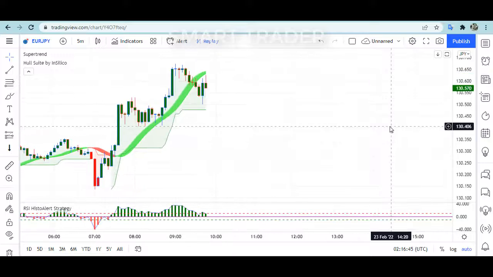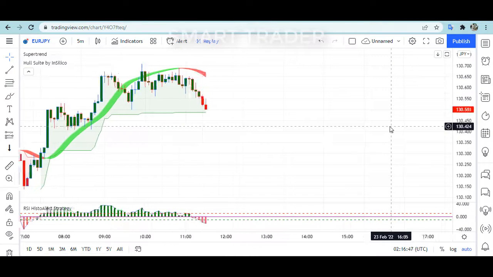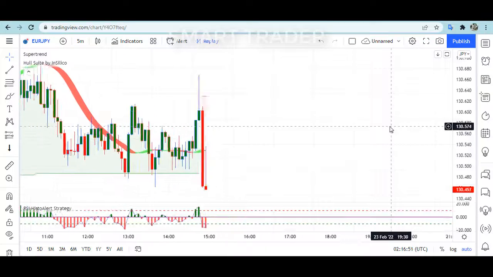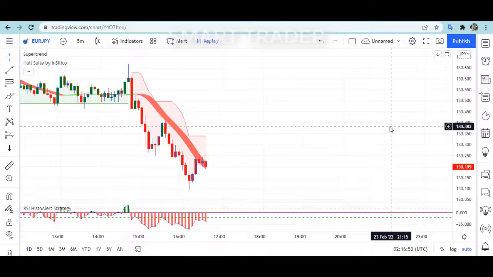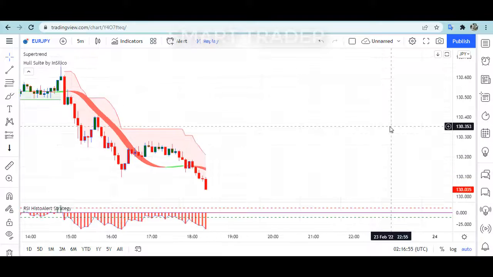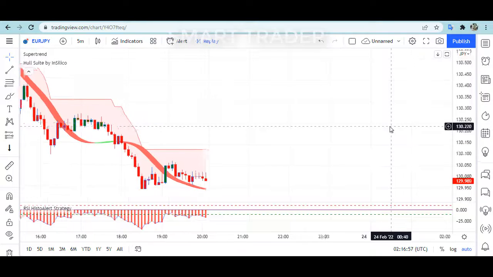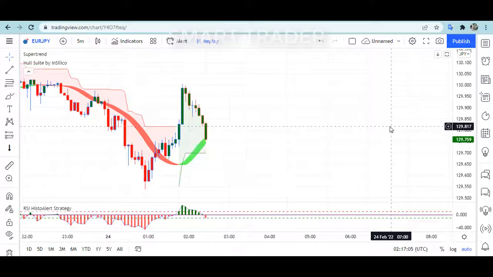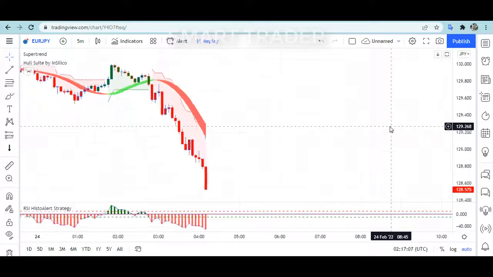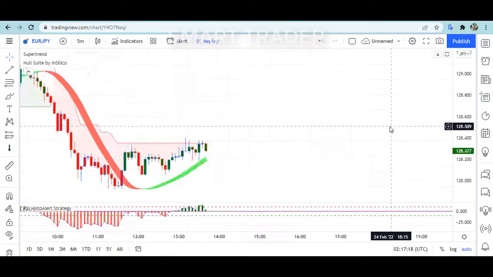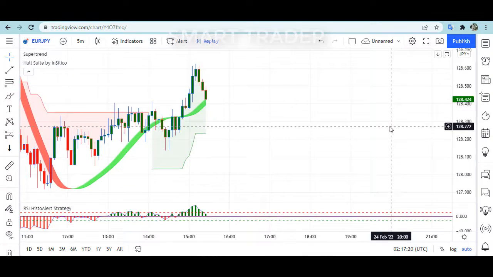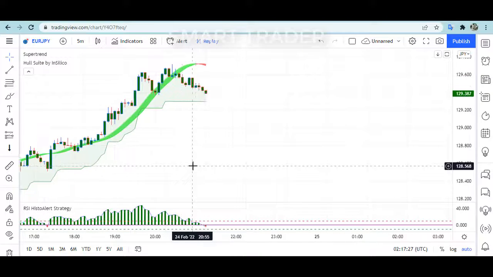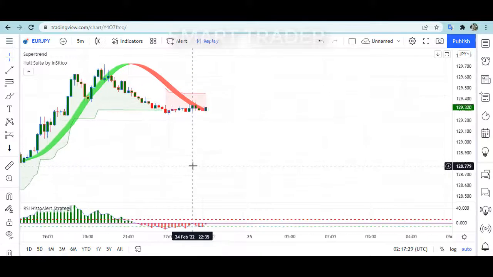It doesn't matter. You can trade any market and any time frame. Swing trades mean holding for at least one reverse attempt, or one session, or one day. You hold until the trade's premise is not valid anymore. In this strategy, we use Supertrend, Hull Suite, and RSI. You can check the settings in the description below.